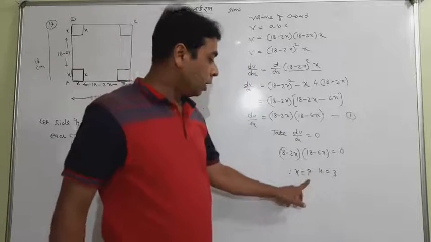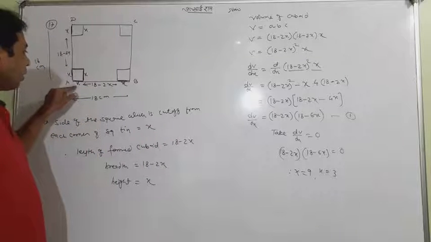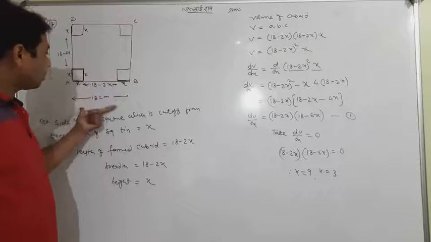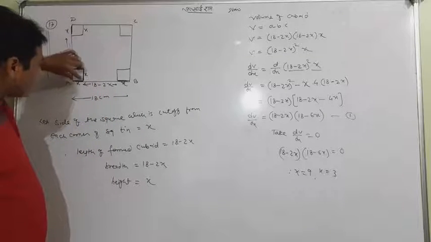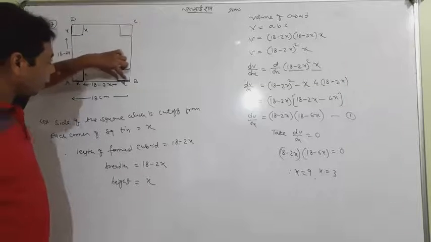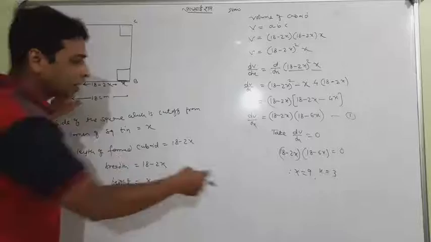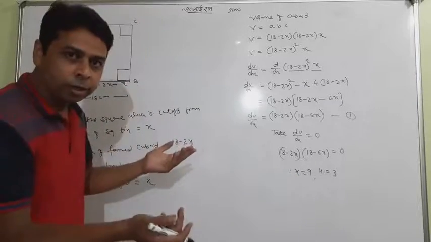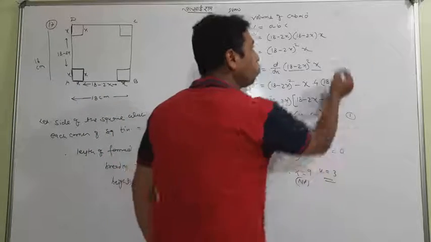Let me explain. If x will be 9, then 9 and 9 will be 18, and the whole is 18. So it is nonsense, because x is a side of a square which is actually cut from the corner. If x equal to 9 is taken, 9 and 9 gonna be the whole 18, so where will the corner be? So it is not possible. Only x equal to 3 is a good answer with us.